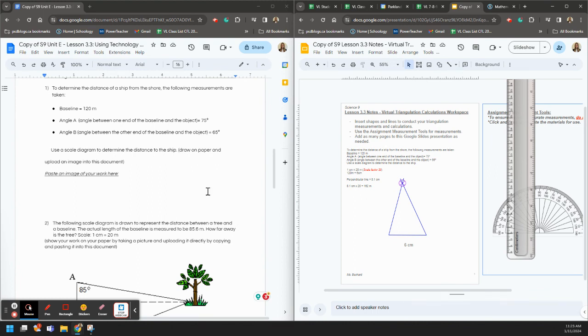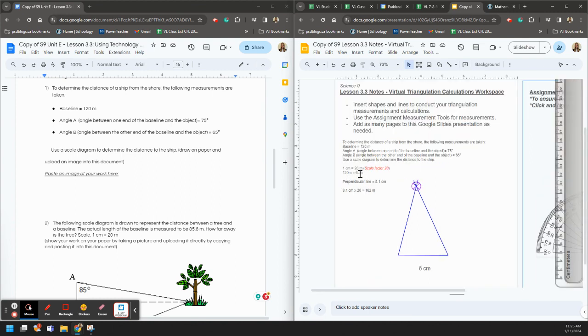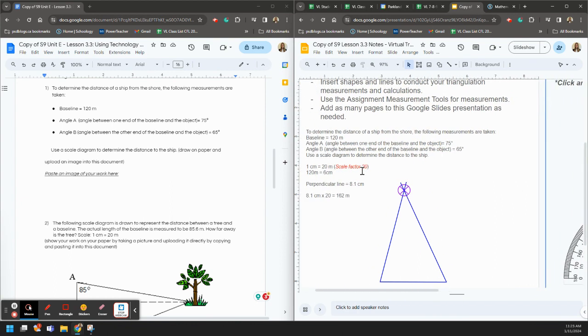Ideally you would want to work on this one on paper using pencil. However, if you do not have a protractor or a ruler handy, you can also use the virtual workspace, which I have open on the right side of the screen. On the first one, I copied and pasted the question into the workspace, and I've included all the information as well as the calculation for the scale factor of 20. So 1 centimeter on paper is going to be equivalent to 20 meters in person.